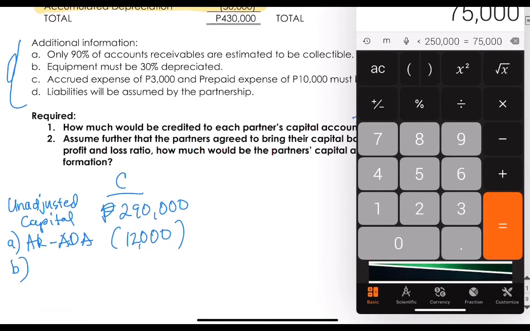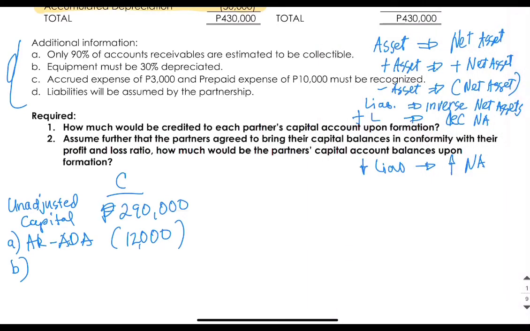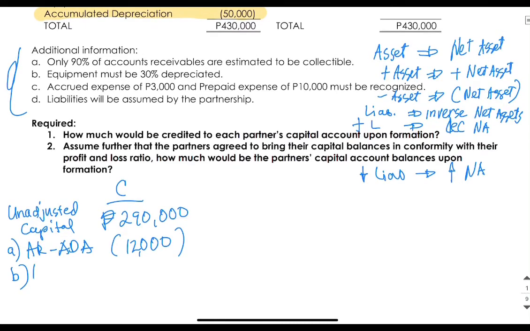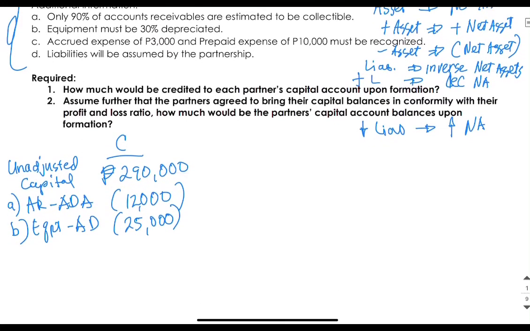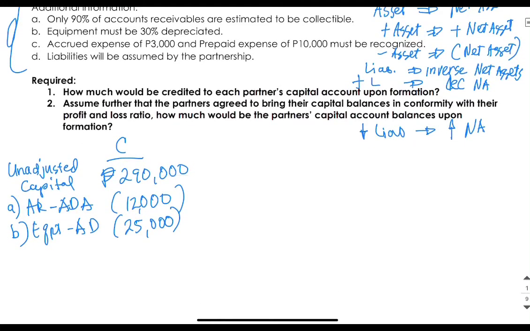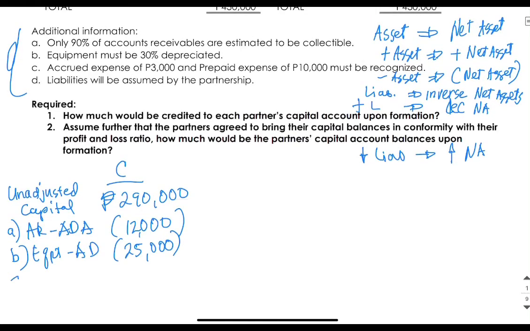So again, this is a decrease in asset in the form of accumulated depreciation. So equipment accumulated depreciation 25,000. This is also a decrease in your capital account or capital contribution. Next, letter C. For letter C, accrued expense of 3,000 and prepaid expense of 10,000 must be recognized.